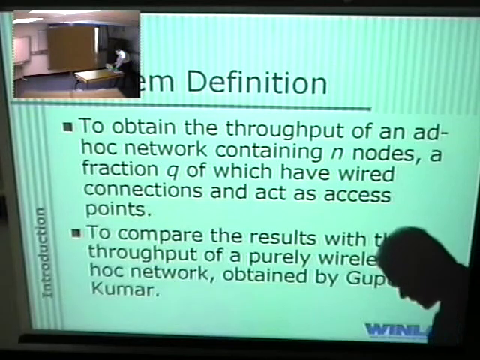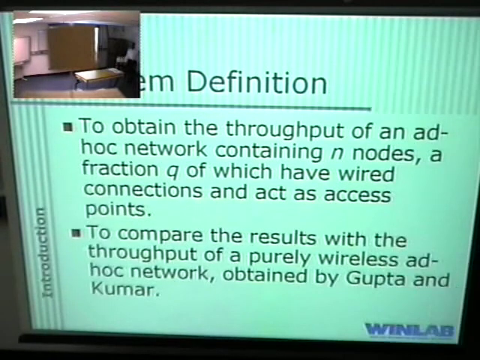So one of the advantages of doing this is that, as we know, when there is a wireless transmission, every other node within that range cannot transmit. So that way we are going to improve the throughput.